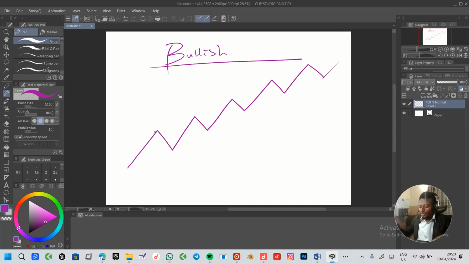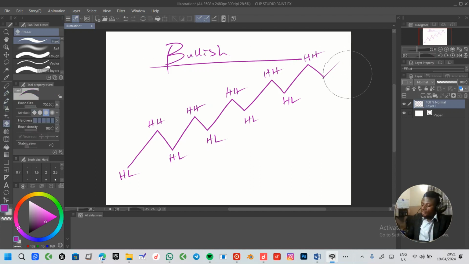Now, whenever you have the market forming this, this is called what? Higher low. This is higher high. This is higher low. This is higher high. This is higher low. This is higher high. Higher low. Higher high.